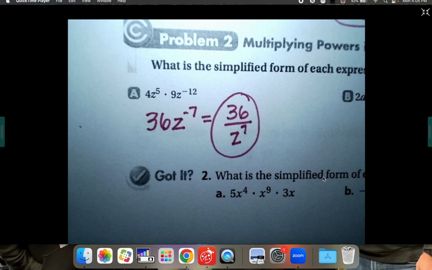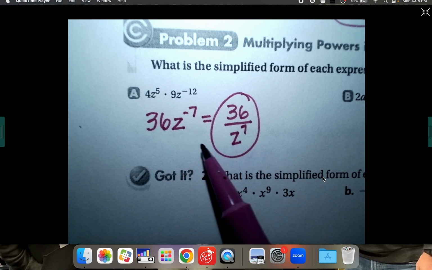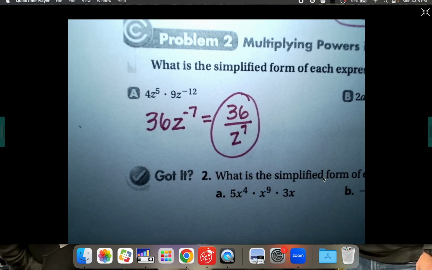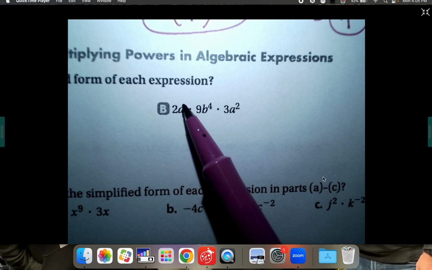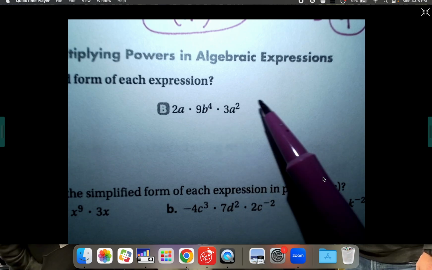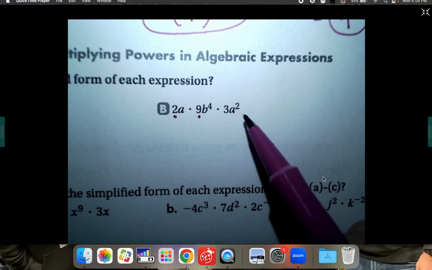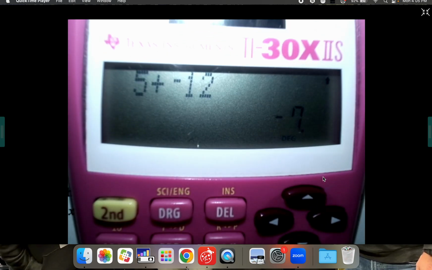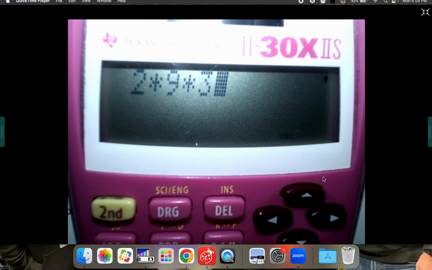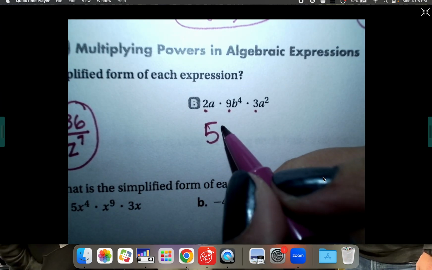So this is the total simplified answer, because z had a negative exponent, it needs to flip to the bottom and become positive. Okay, pretend there's no A, it's invisible, no B, it's invisible, no A, it's invisible. Only look at the coefficients, the 2, the 9, and the 3. Let's multiply those. 2 times 9 times 3 equals 54. So this is going to be 54.